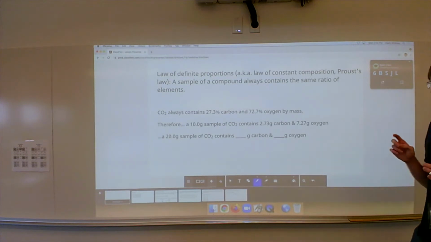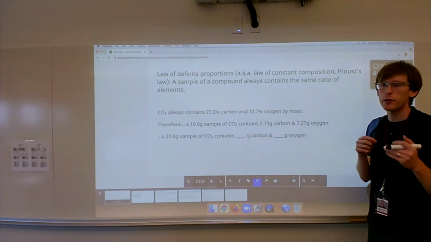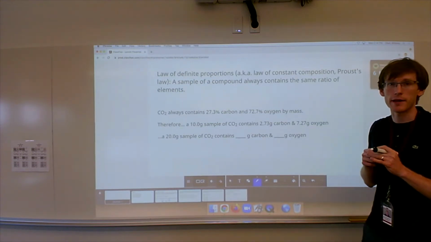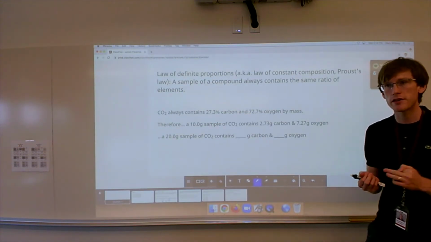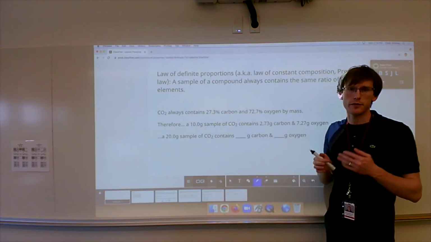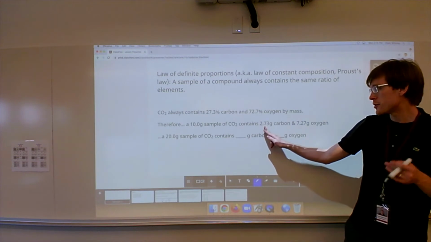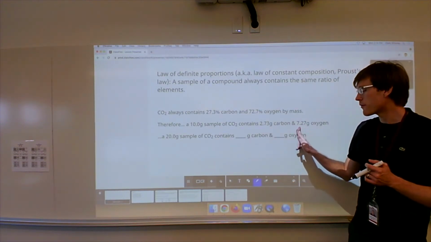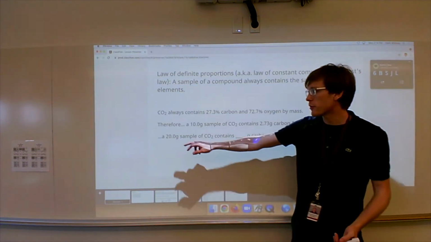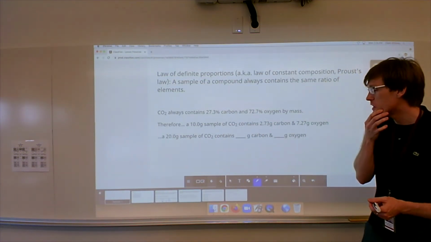An example of this is that carbon dioxide, CO2, always contains 27.3% carbon and 72.7% oxygen by mass. Any sample of carbon dioxide, whether big, small, or anywhere in between, will have this percentage of carbon and this percentage of oxygen by mass. So, if a sample is 10.0 grams, there will be 2.73 grams of carbon and 7.27 grams of oxygen in that sample. And let's say we had twice as much, a 20.0 gram sample, there would still be the same percentage of carbon and the same percentage of oxygen.